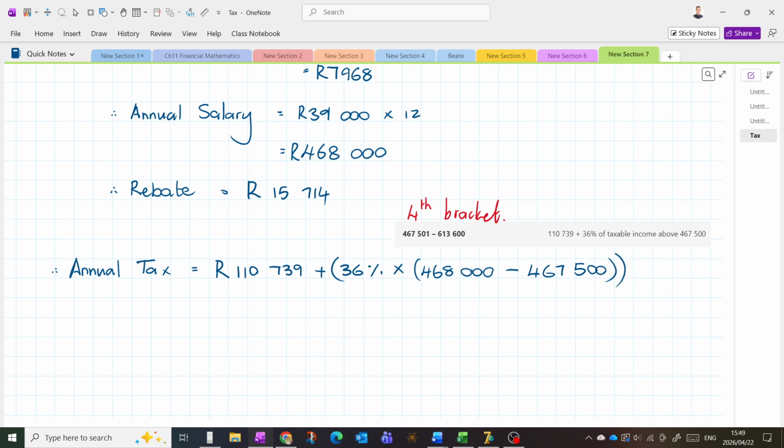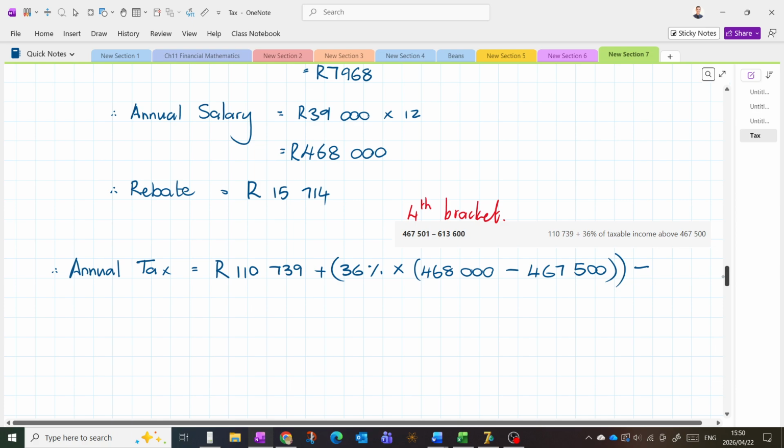Okay, so that sorts it. If I leave it like that, that's his tax without anything being done. Okay, to that I can subtract then his rebate. And I can also subtract his medical aid credits.